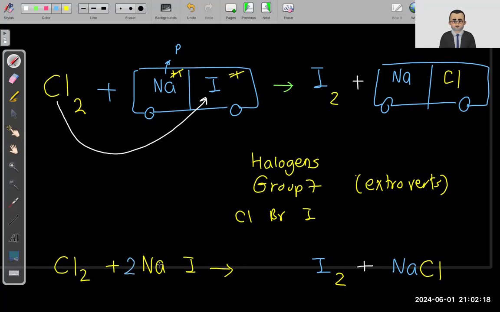So 2. What about the chlorine now? Chlorine is 1 here and here 2. So it will become 2. Now the sodium is 2 and the chlorine 2 and iodine is 2. It's balanced. So don't balance before writing the equation. First write the equation and then balance it. Now we'll see the question.